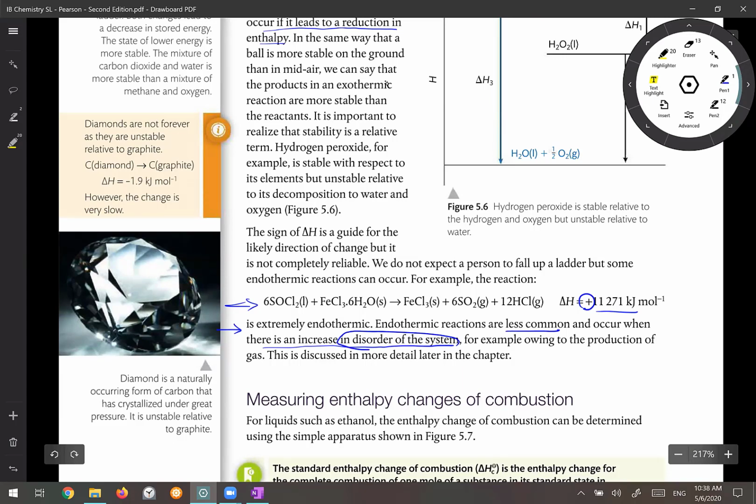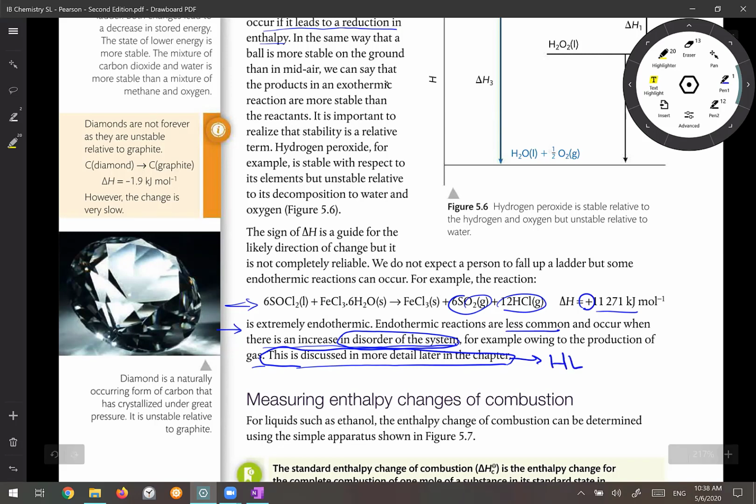So this is another important thing. For example, owing to the production of gas, here a lot of gas is being produced, so the system becomes more disordered. This is discussed in more detail later in this chapter, but it's not discussed for the SL student, it's for the HL student.